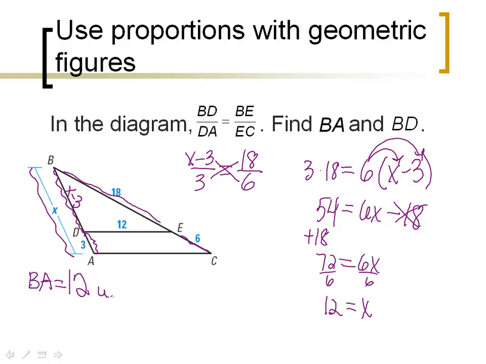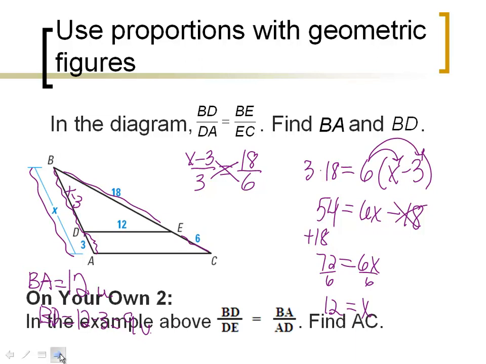Okay. I also want to find BD. So BD, that's my distance from B to D. Well, we know that's x minus 3, so it's 12 minus 3, which is 9. And again, I'll put a U for units. So we answered the question after we found our x. We always have to remember to go back and answer the question that's asked.